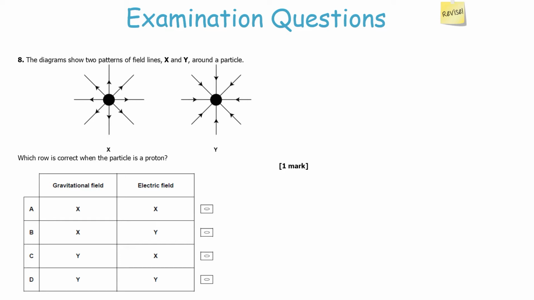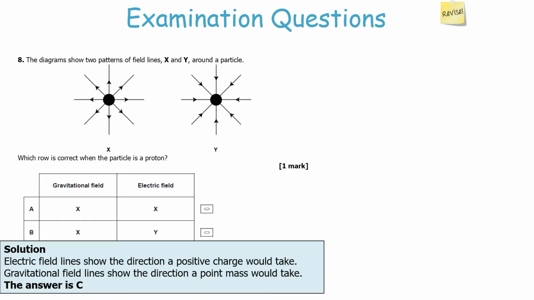Now the other thing to note is that in a gravitational field, the field lines show the direction a point mass would take in that situation. So because the gravitational field lines show the direction a positive mass would take, that would be Y, because the lines are pointing inwards, because it's an attractive force. So because the electrical field is repulsive in this situation for a positive charge and a proton, it will be X for the electrical field, but because the gravitational force is always attractive, it will be Y. So the answer would be C.